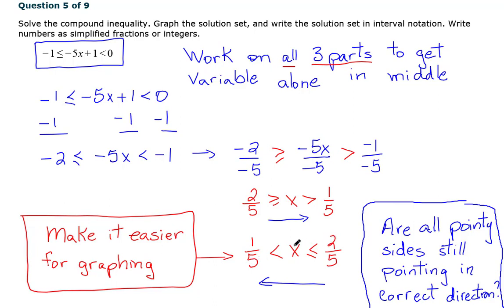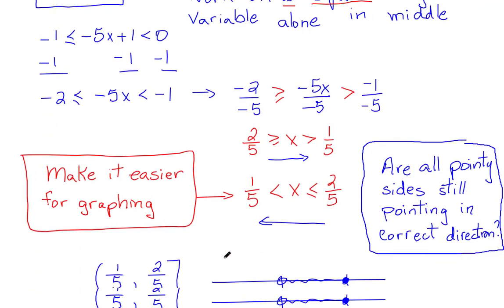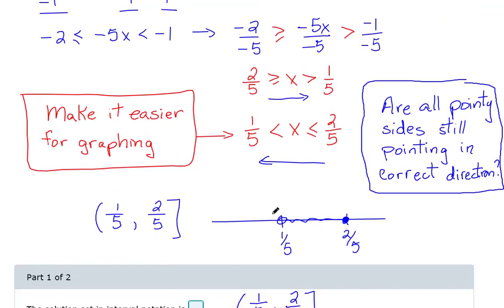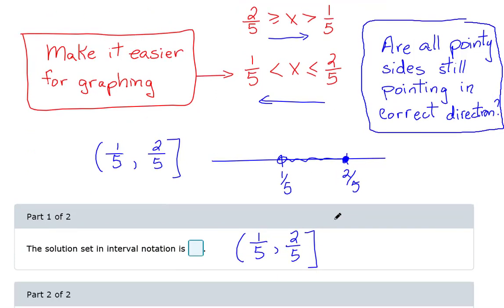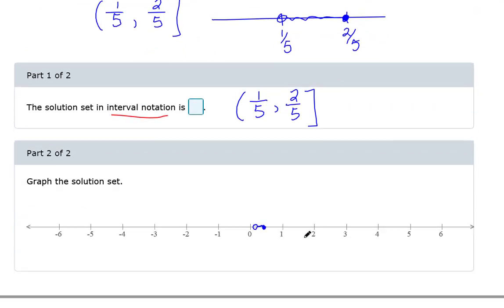2/5 is still pointing at x. X is still pointing at 1/5. And so this would be 1/5 open dot, 2/5 closed dot. And so here is our interval notation. Now how do you graph that? Well, that's not so easy.